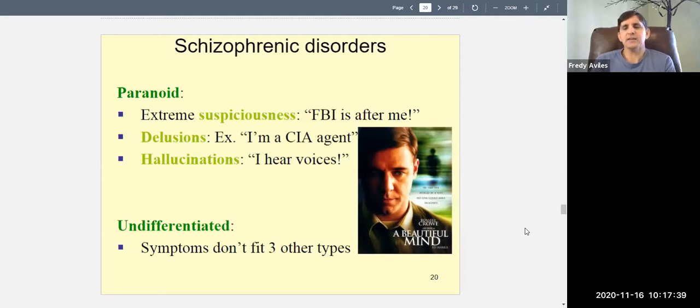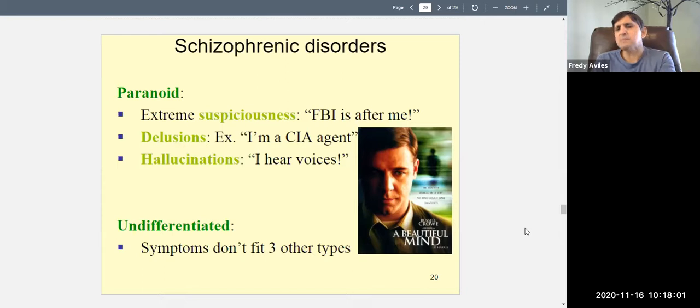Like the FBI is after me. People are trying to kill me. The Russians are after me. That's the suspiciousness, where they think people are out to get them. And they also have delusions. The delusions are things that they believe that can't possibly be true. Sometimes they are grand delusions, where they believe things that are just way out there.